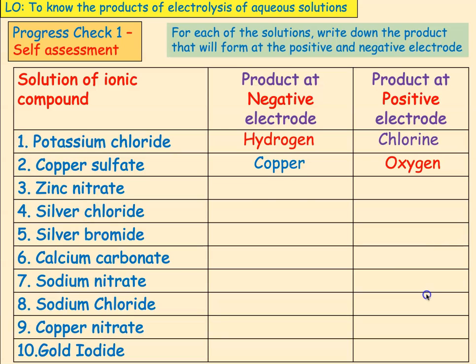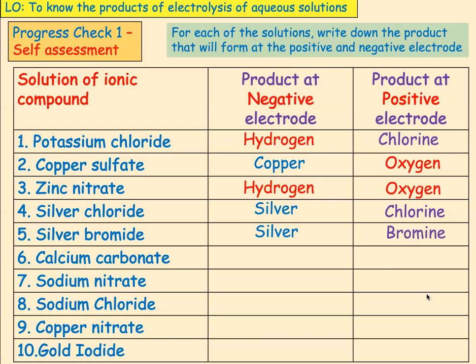Zinc nitrate, zinc is more reactive than hydrogen, so we're going to make hydrogen. And we end in ate, so that means there's no halide ion present, and we're going to make oxygen. Silver chloride, we're making silver and chlorine. Silver bromide, silver and bromine. In both cases, silver is less reactive than hydrogen, and in both cases, we've got halide ions present.